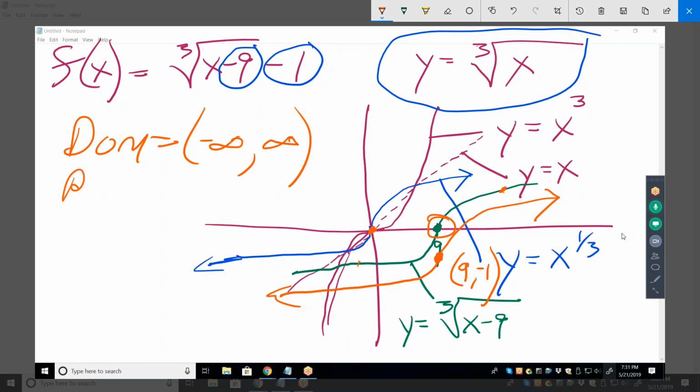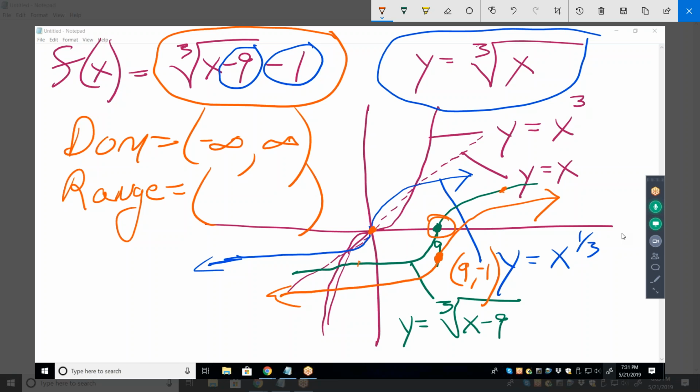Okay? Now, rather than trying to figure out the answer by thinking about it algebraically, look at the graph. What's the range? Force your eyes to look not left and right, but up and down. So, negative infinity to positive infinity? Yep.